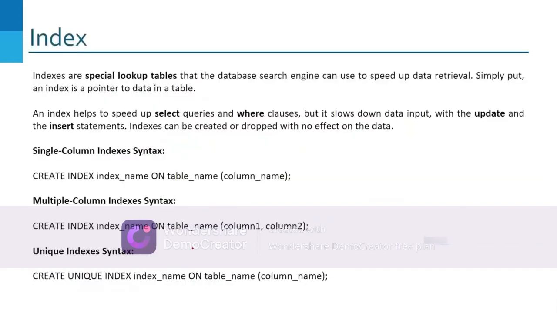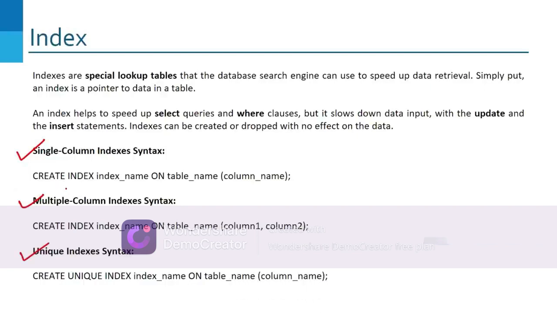Let's move to the index. Indexes are special lookup tables that a database search engine can use to speed up data retrieval. Now, what are these? These are basically a kind of table which is used to make your task easier, because the search engine can find these indexes very soon. Single column index syntax, multiple column index syntax, and unique index syntax.